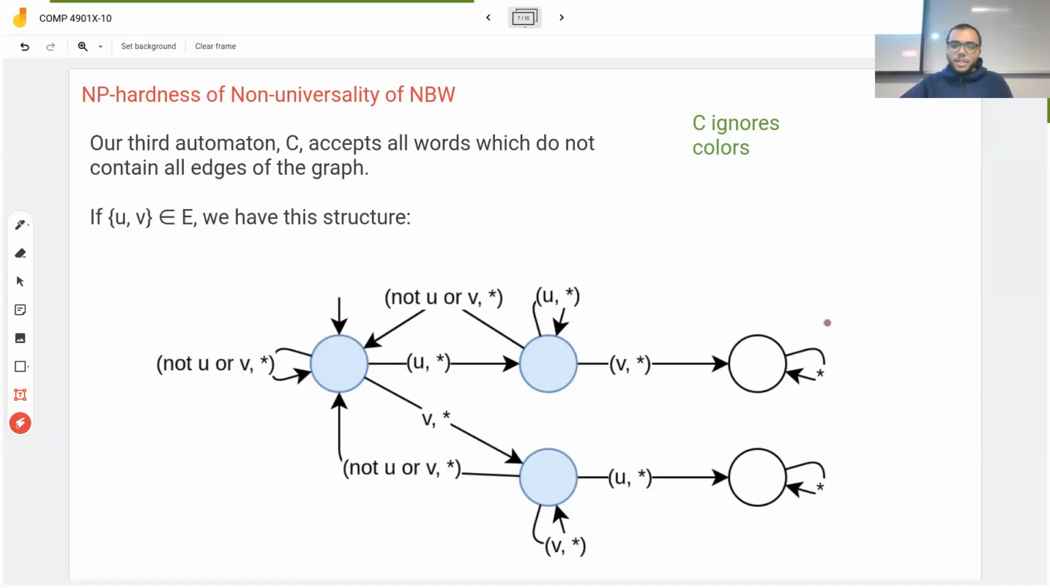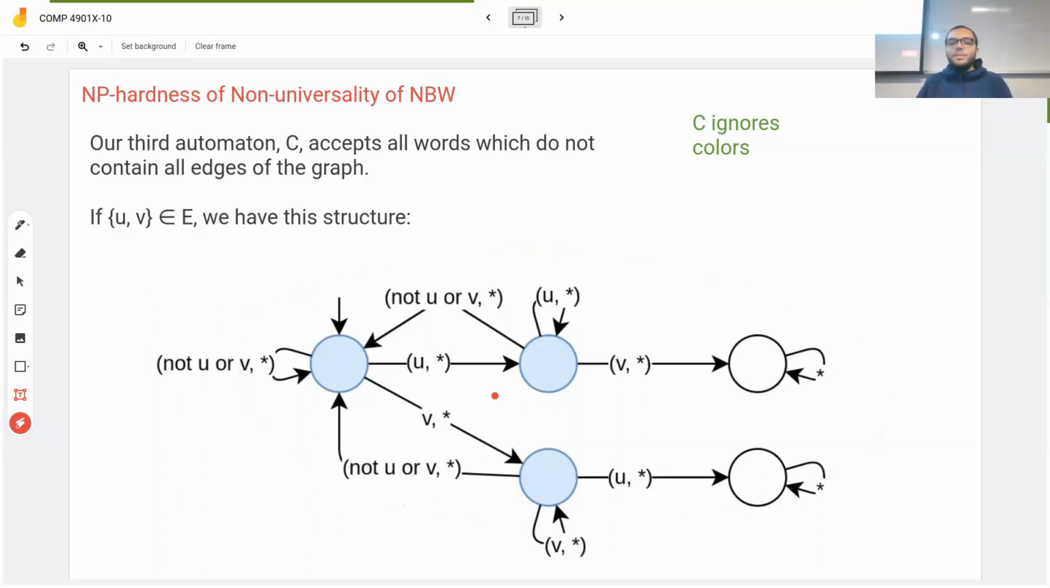Okay, so this is an automaton that rejects any string that has UV or VU in it. Okay, so I just create one of these for each one of my edges, and then I take the union of all of them.